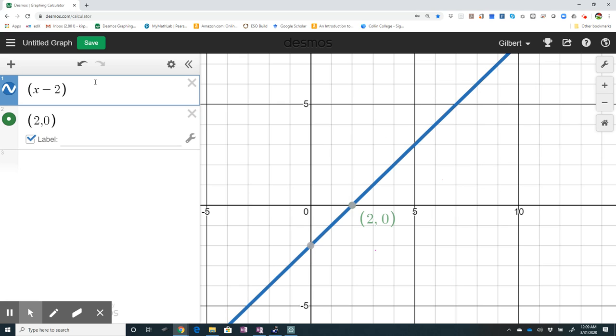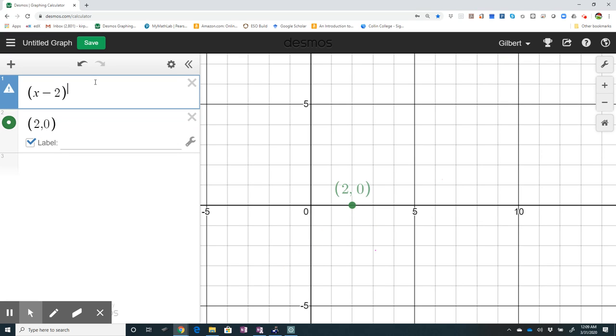And I can make the exponent whatever I want. So if it's 1, notice it goes straight through. If it's 2, it bounces. It's a parabola. If it's 3, it looks like a cubic.